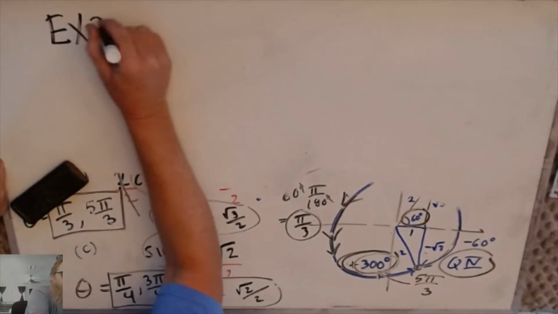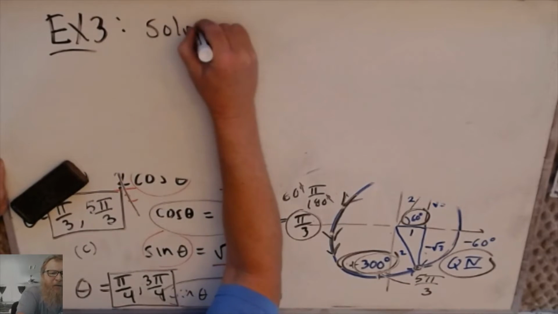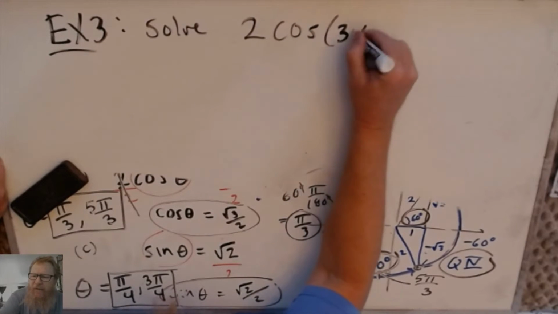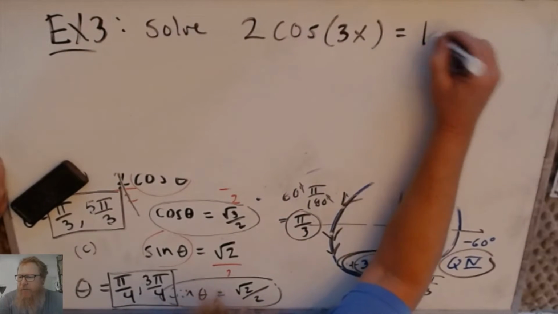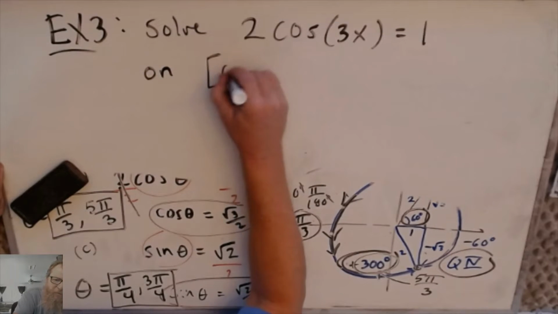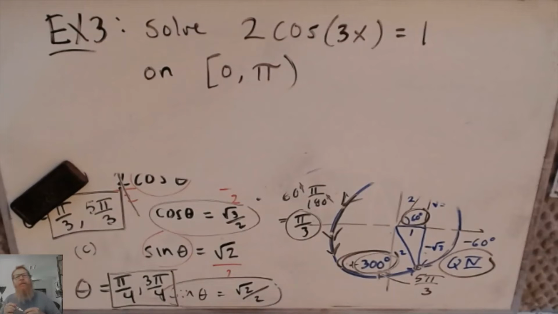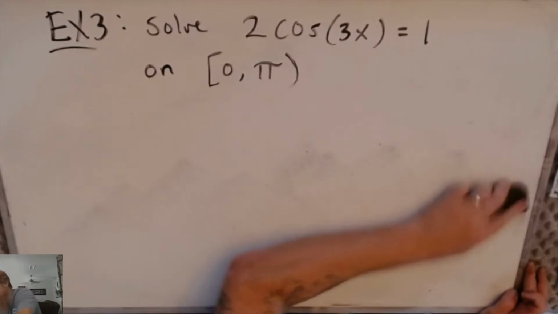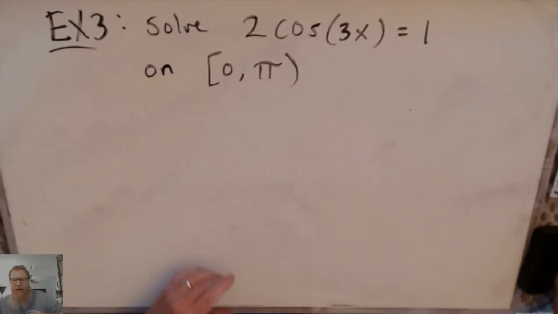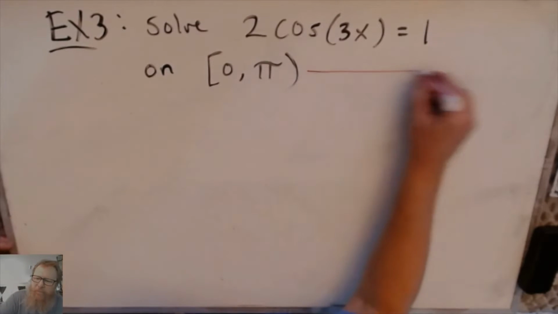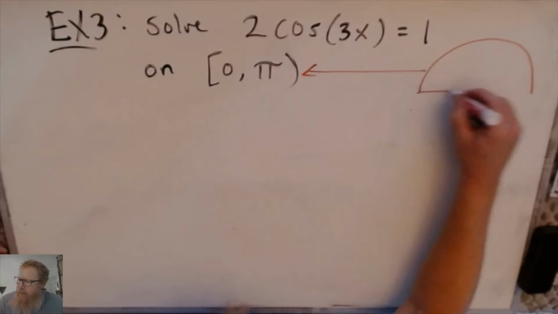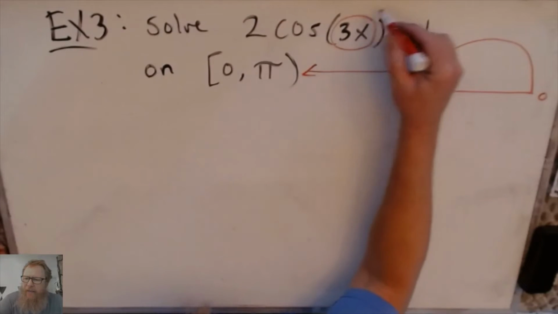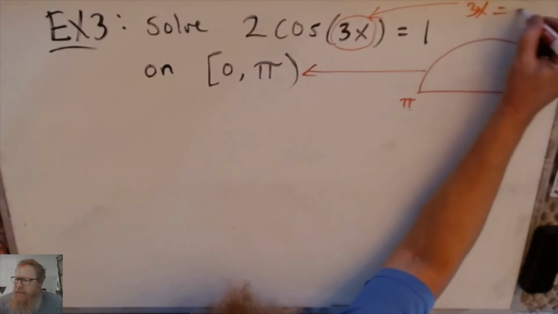Example 3. Let's go ahead and just solve one equation. Let's solve 2 cosine 3x is equal to 1 on the interval 0 to pi. So now I'm specifying that we're only going to go between 0 and pi. So this means we're only in the upper half of the unit circle. I'm also using 3x as my theta.